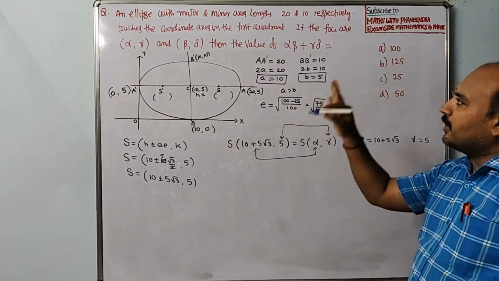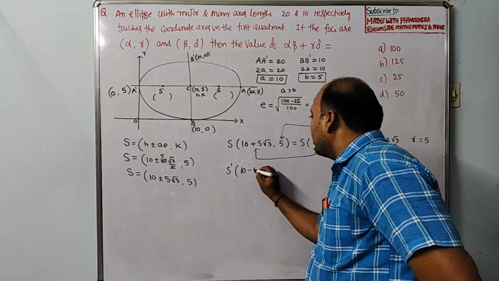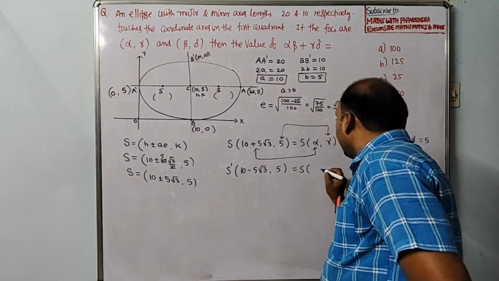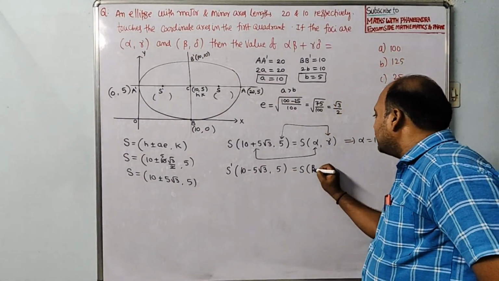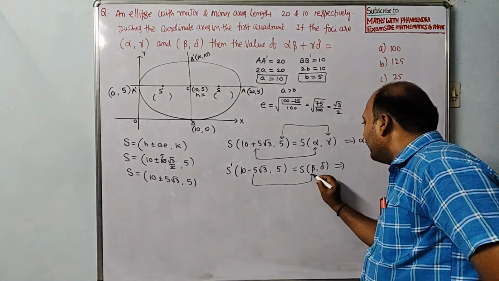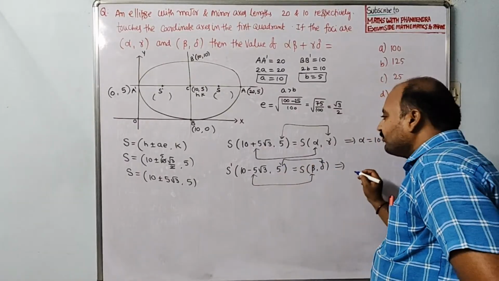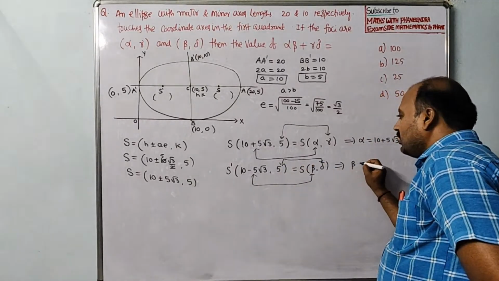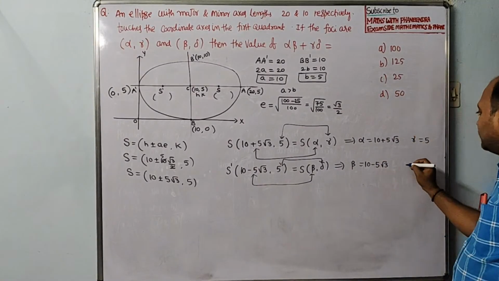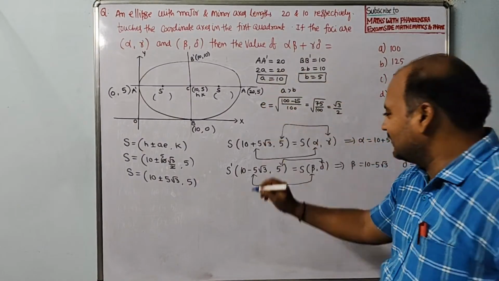Okay, dear students, according to the question. Next, S dash equal to (10 minus 5 root 3, 5) equal to S of (beta, delta). That implies that even here also we can compare x coordinates on both sides and y coordinates on both sides. So beta equal to 10 minus 5 root 3, delta equal to 5. Now come to the question.